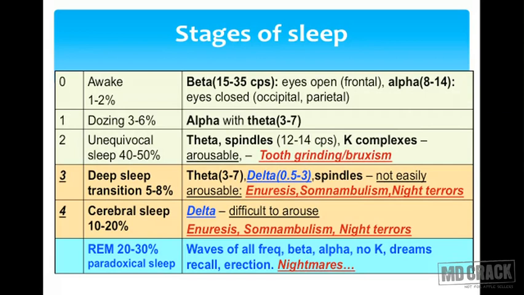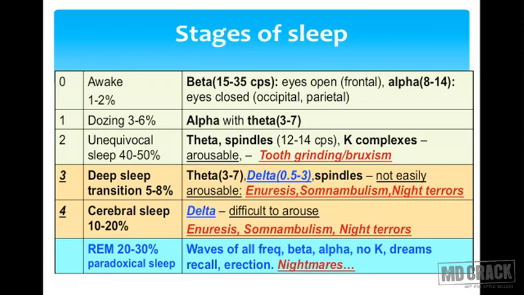On this slide, I have shown the various stages of sleep. The first column is telling you about the stages, the naming of the stages. That's stage 0, 1, 2, 3 and 4. And I would like to draw your attention to 3 and 4, which are made bold. And these are the deep types of sleep. The last row is speaking about the rapid eye movement sleep, which is paradoxical sleep. Let's start with the first row, stage 0.